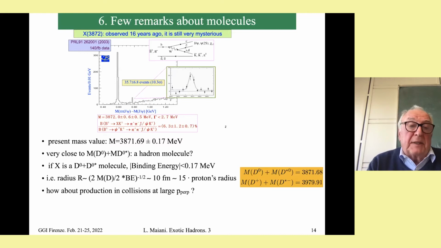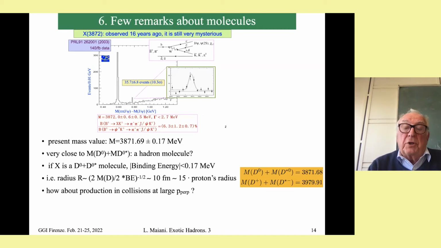In fact, if X is a D zero, D star zero molecule, you can see that the binding energy is very small, and it depends on the resolution. At the moment, it can be as small as 80 keV or less than 170 keV. Now, if you apply the usual formula for the radius of an object with such a binding energy, the radius is related to one over the square root of two times the reduced mass times the binding energy, and you find a radius of the order of 10 Fermi, which is really very big, 15 proton radii. Now, can something like that be produced in high energy collisions?